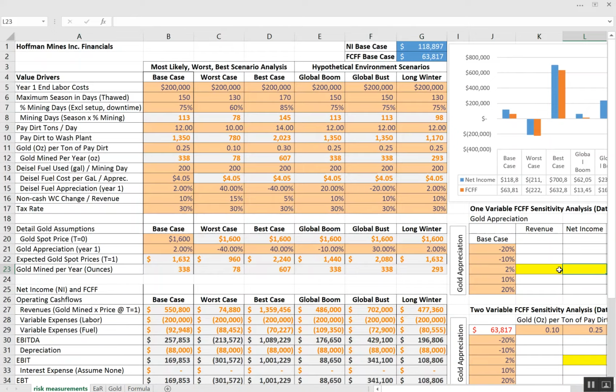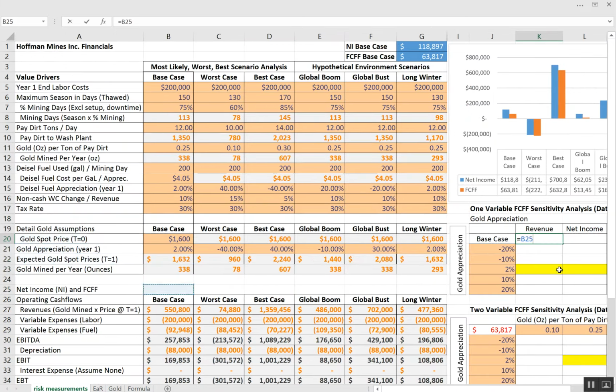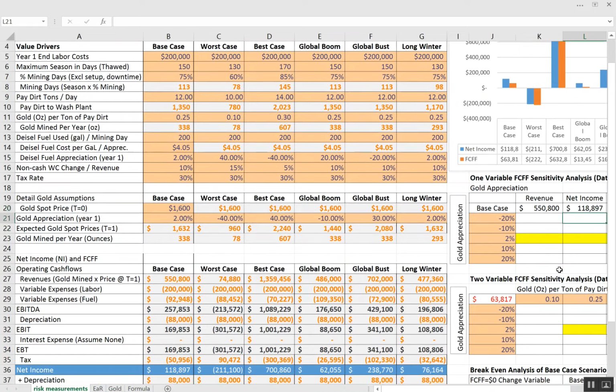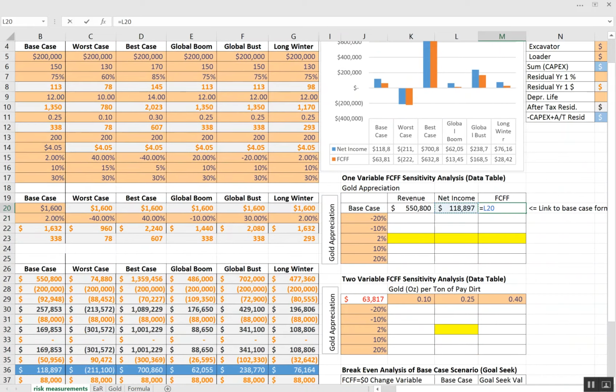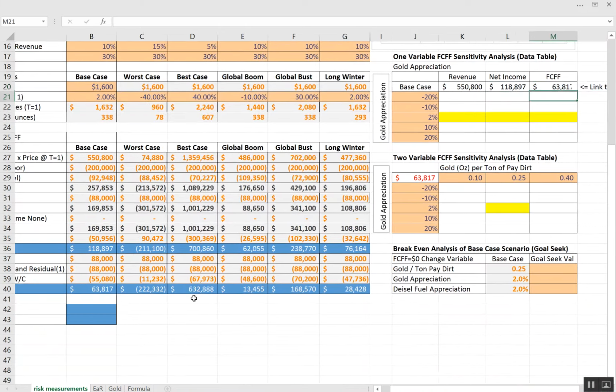First thing I'll do is a one-factor sensitivity analysis data table. What I'm going to look at is just gold appreciation. So I'm going to set up a data table where I have values of gold appreciation in a column, and then I'm going to have a link to my base case revenue, my base case net income, and my base case free cash flow. It's just a link to those values.